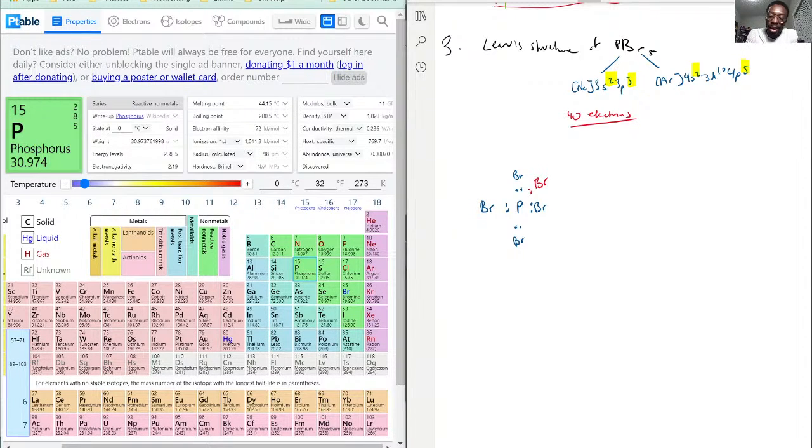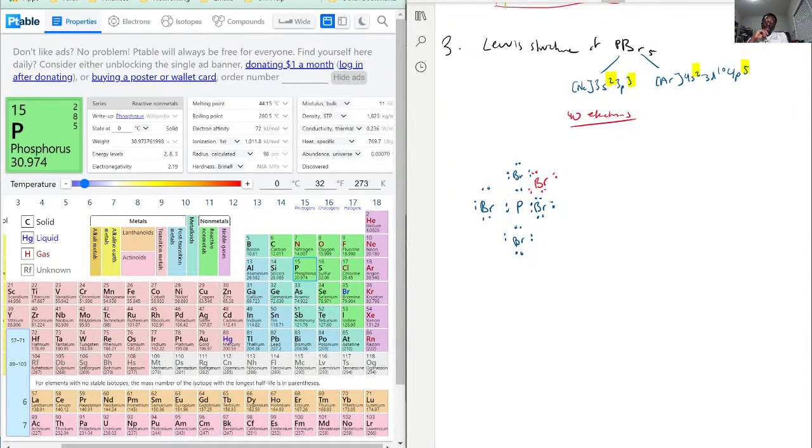The bromines, on the other hand, are sharing 1 of its 7. So we add the remaining lone pair electrons to each bromine, 2, 3, 4, 5, 6, 7. Okay, and now we can't forget that extra bromine.